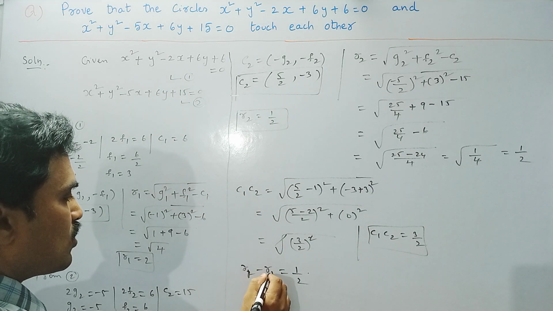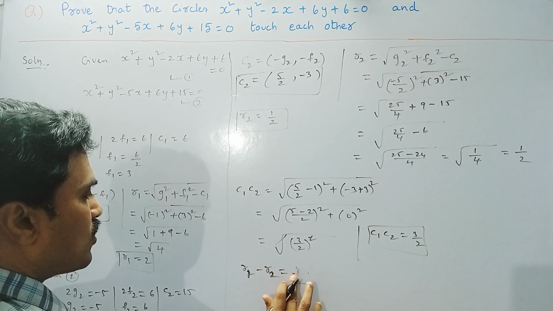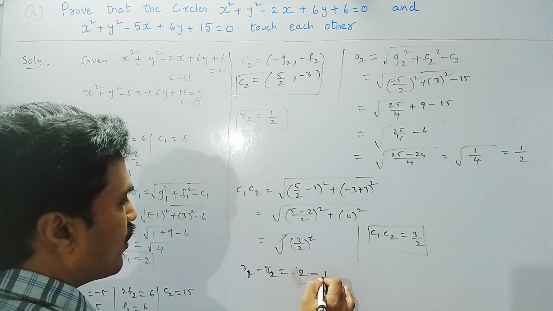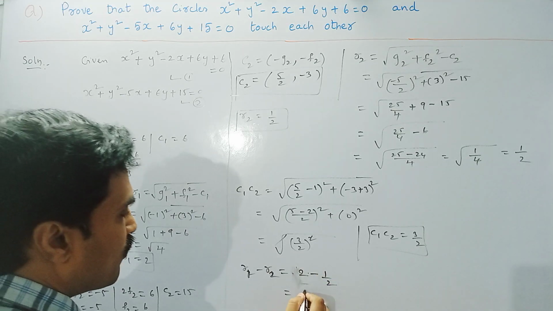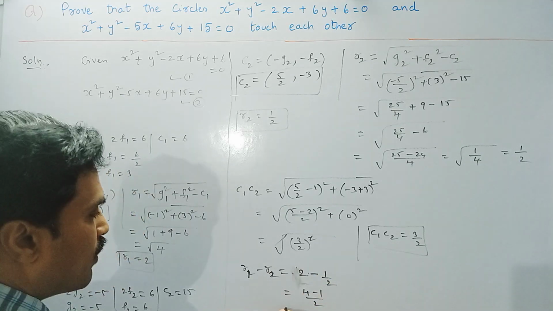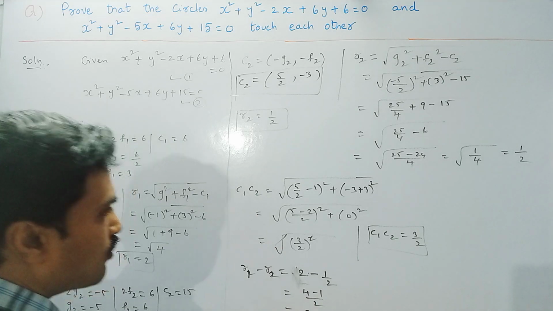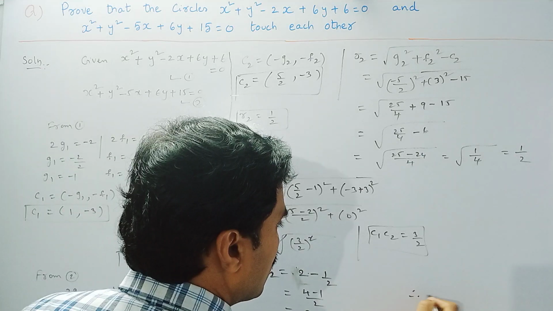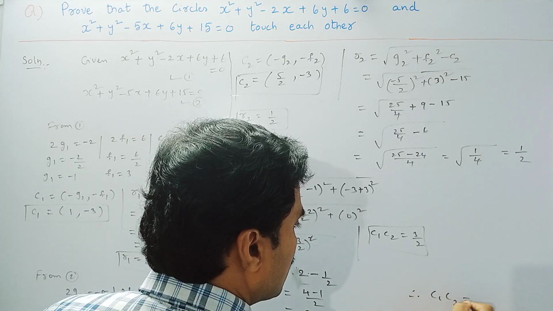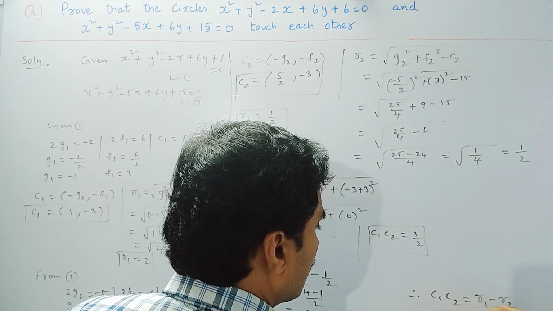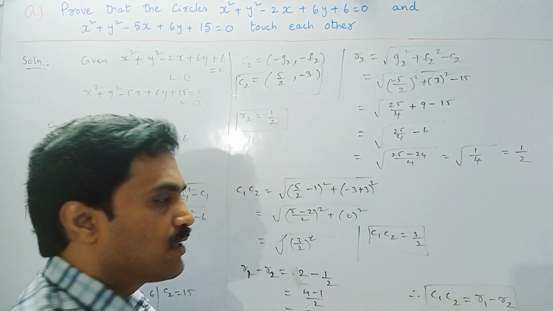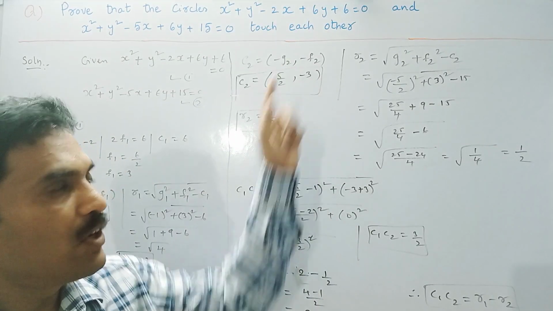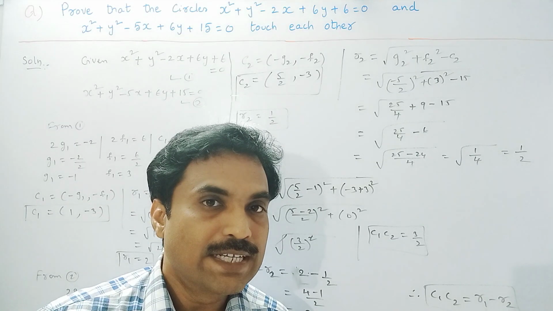So R1 minus R2 will be 2 minus 1 by 2. So 2 2s are 4, minus 1 by 2. So what is 4 minus 1? That is 3 by 2. So this is nothing but equal to C1 C2. So therefore the condition is C1 C2 equals R1 minus R2. So the distance between the two centers is equal to the difference of the 2 radii. So this shows that the given two circles touch each other internally.